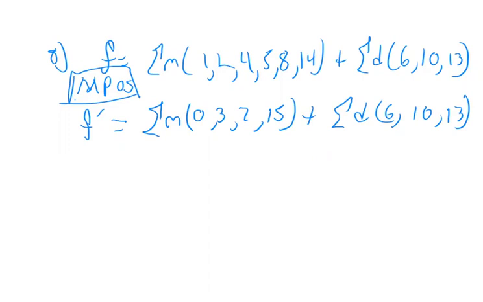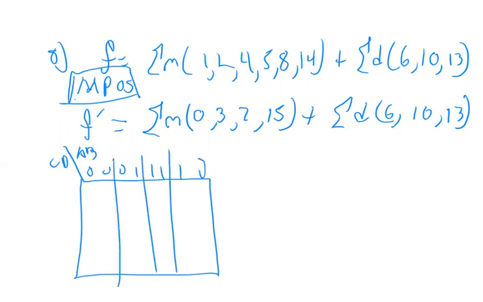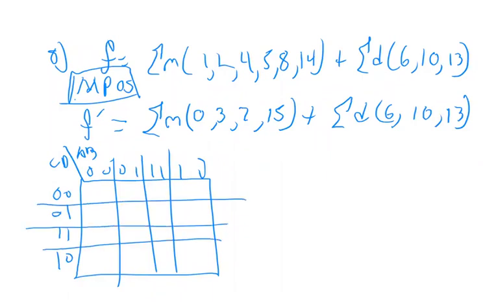The K-map. Yeah, let's do the K-map again. A, B, C, D, 0, 0, 0. Hey, Professor, wouldn't there be one more product in f prime? Wouldn't there be also 9 as well? And 11. Let's see. Yep.